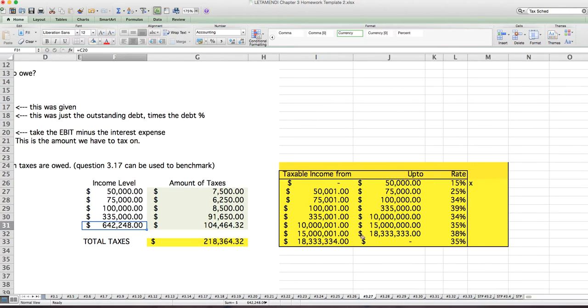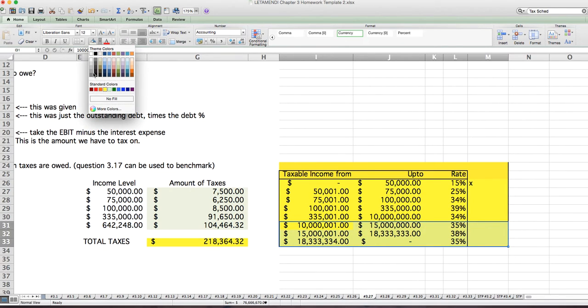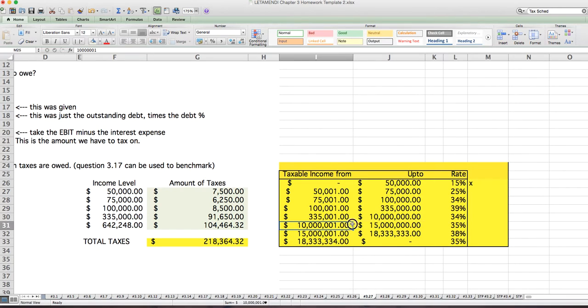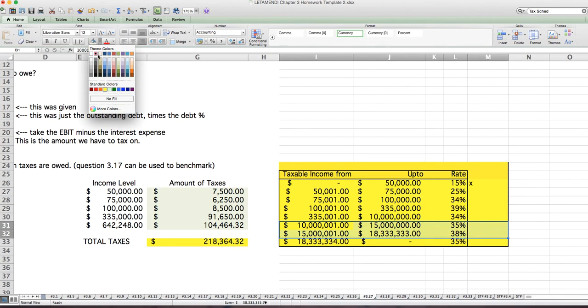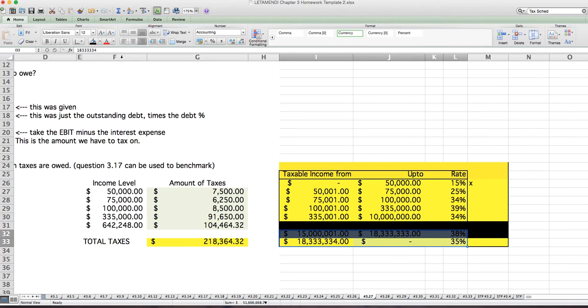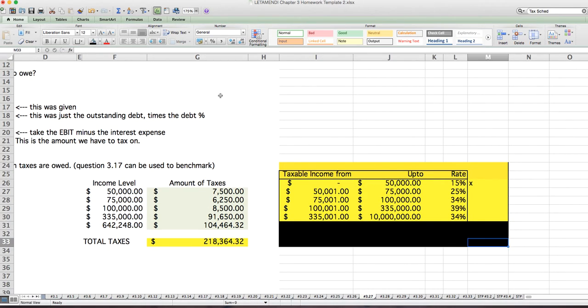So let's look at where they end, right? 642,000 is more than 50,000, more than 75,000, so we have to keep going. It's more than 100,000. It's more than 335,000, but it's not more than 10 million, right? But it is more than the bottom range of it, 335. So we should get rid of this part because it's going to confuse us and it's unnecessary for us to know all of this stuff. So let's go ahead and fill that, and then fill this. We don't even need to see that stuff.